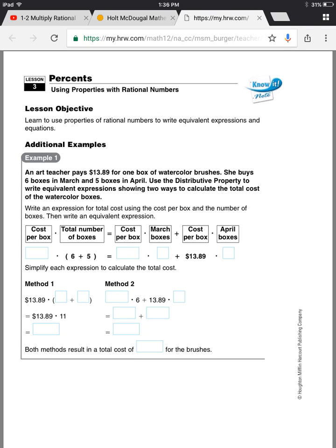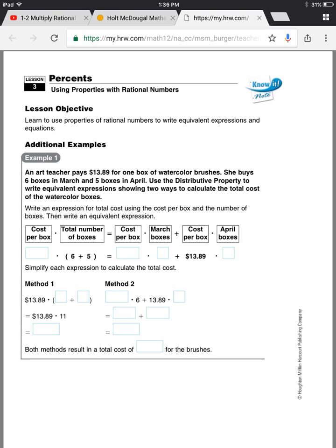Today we are using properties with rational numbers, and this is kind of a random lesson in the middle of chapter 6. But we're going to get through it together. So we're going to learn to use properties of rational numbers to write equivalent expressions and equations.